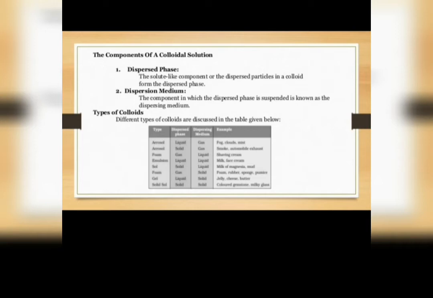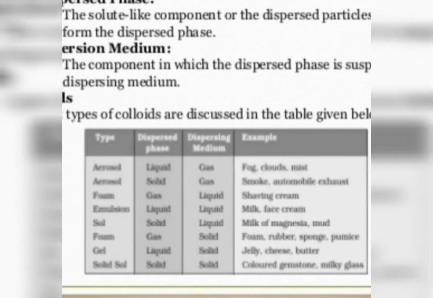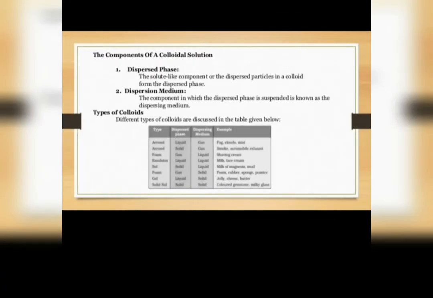Now, colloids do not involve only solids and liquids. They may also involve gases. So, colloids are classified according to the physical state of the dispersed phase and the dispersion medium. Dispersed phase is nothing but solute, we have discussed this, right? And the dispersion medium is nothing but solvent.